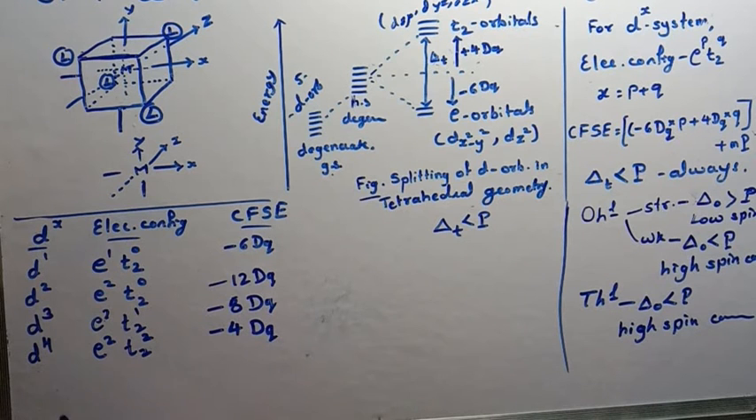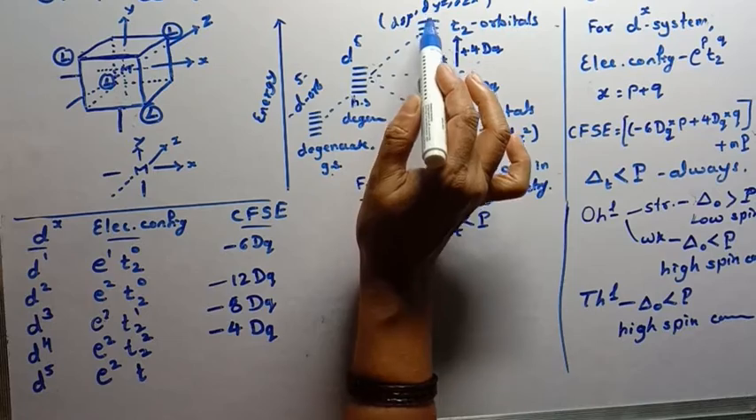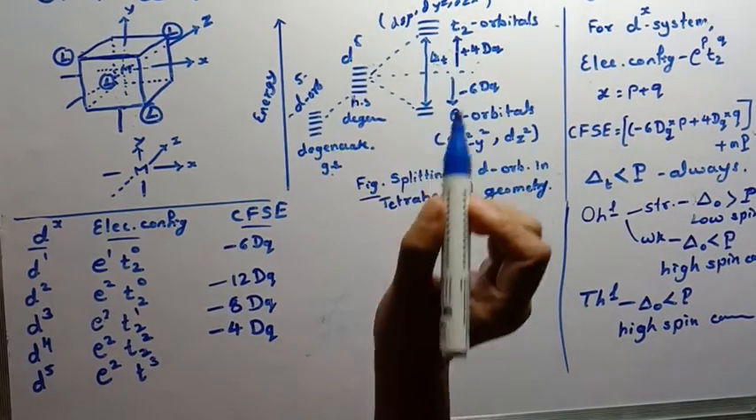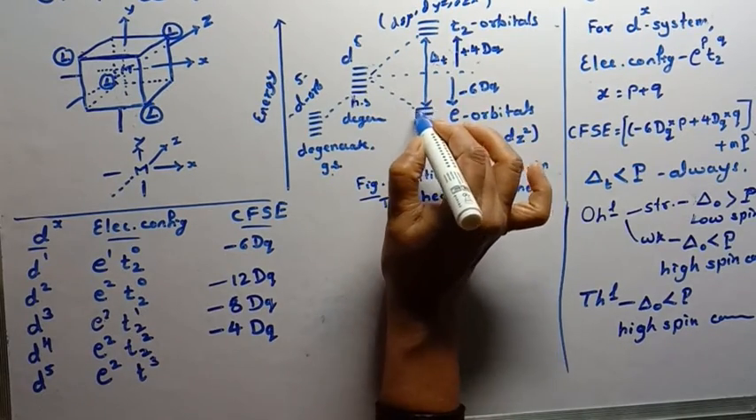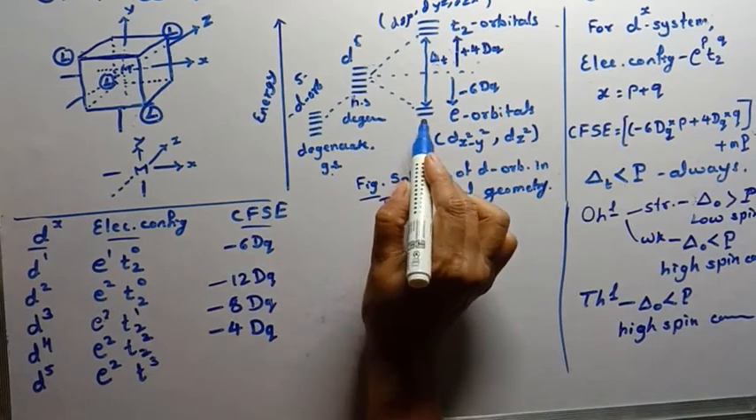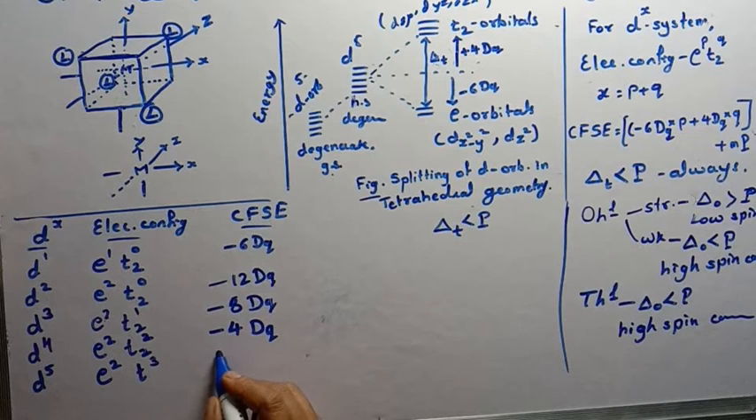Now if you imagine the d5 system, suppose there are 5 electrons in the d orbital, 1 2 3 4 5. Here it is 2 electrons in e, 3 electrons in t2, all unpaired, all 5 d orbitals singly occupied. Pairing is difficult, therefore it doesn't pair up here. The third electron goes to t2, similarly the fourth and fifth electron. So now energy is equal and opposite. 2 electrons here means minus 12 Dq, 3 electrons here means plus 12 Dq, totally 0 Dq.